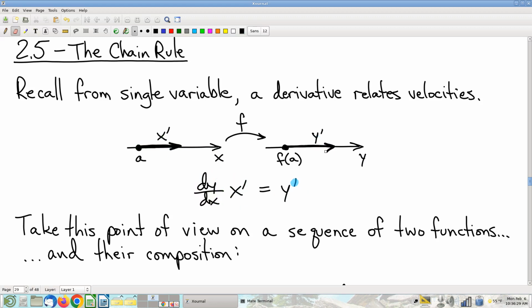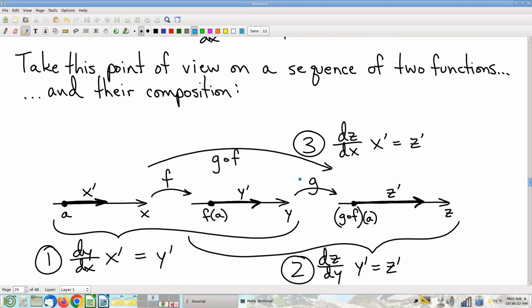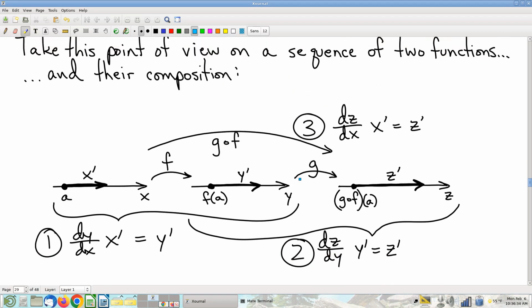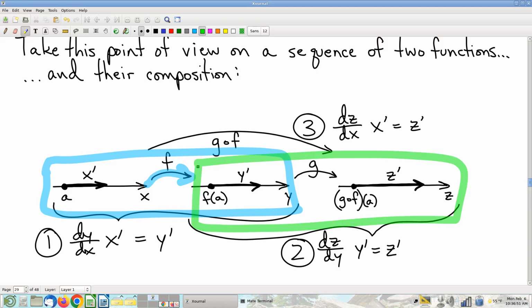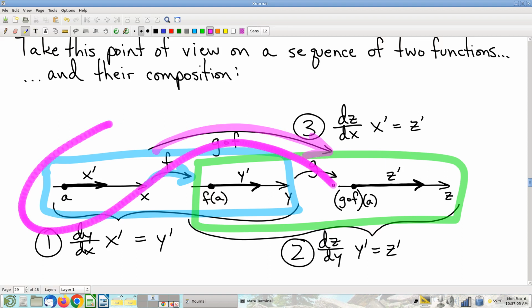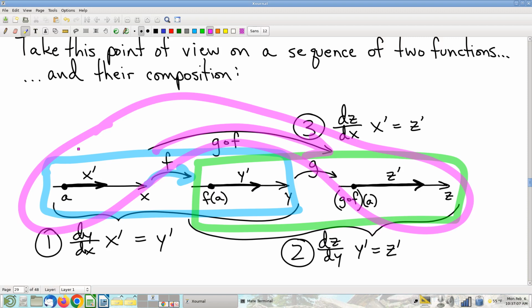Okay. Alrighty. So now I'm going to consider a composition. We're going to look at a couple of functions. Here's f. f is a function that takes in x and spits out y. And now we're going to consider this other function called g. g takes in y and spits out z. And when you have two functions like this, where the output from one is the input for the next, then you can talk about the composition. And this composition takes in x and spits out z.